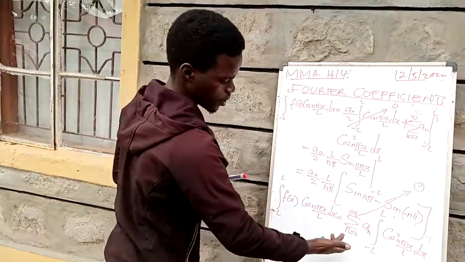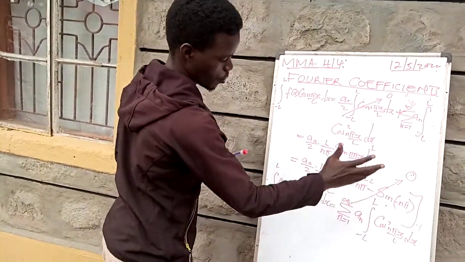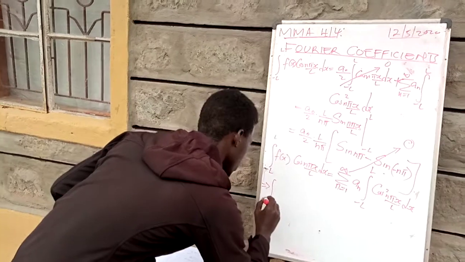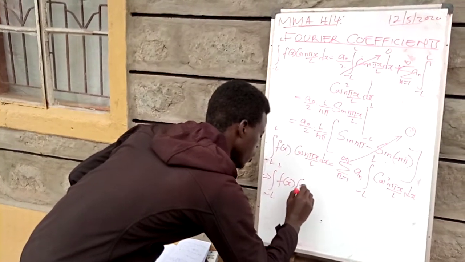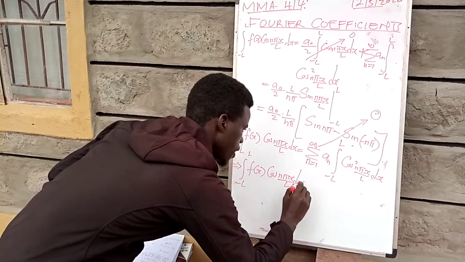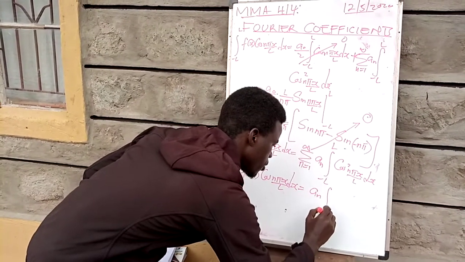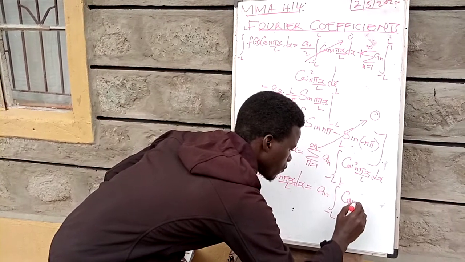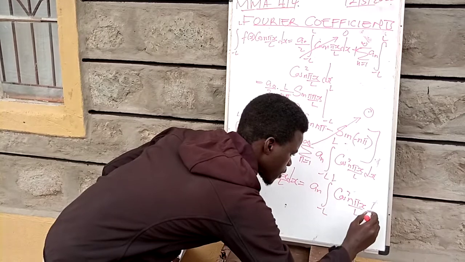So we can drop the summation because it's just one component that we are adding. So the summation sign can be dropped, which implies that the integral from negative L to L of f of x cos n pi x over L dx equals what? A n times the integral from negative L to L of cos squared of n pi x over L dx.